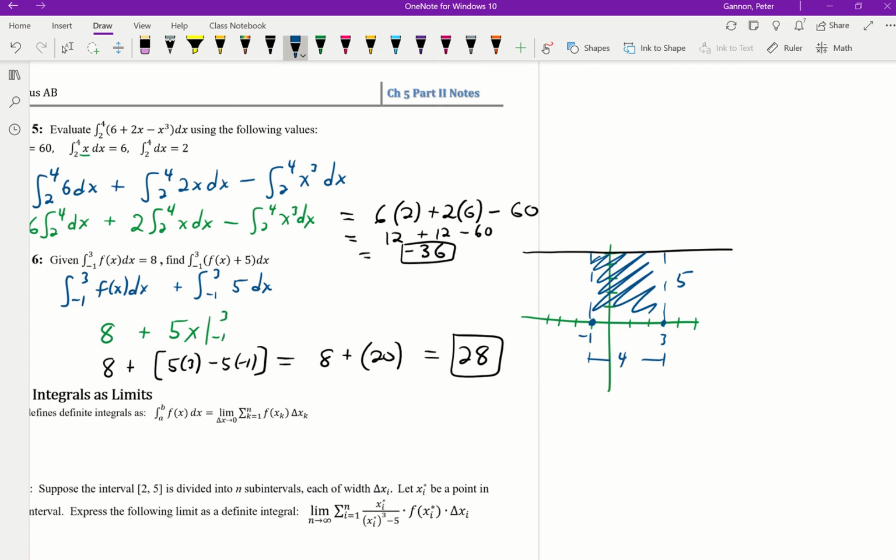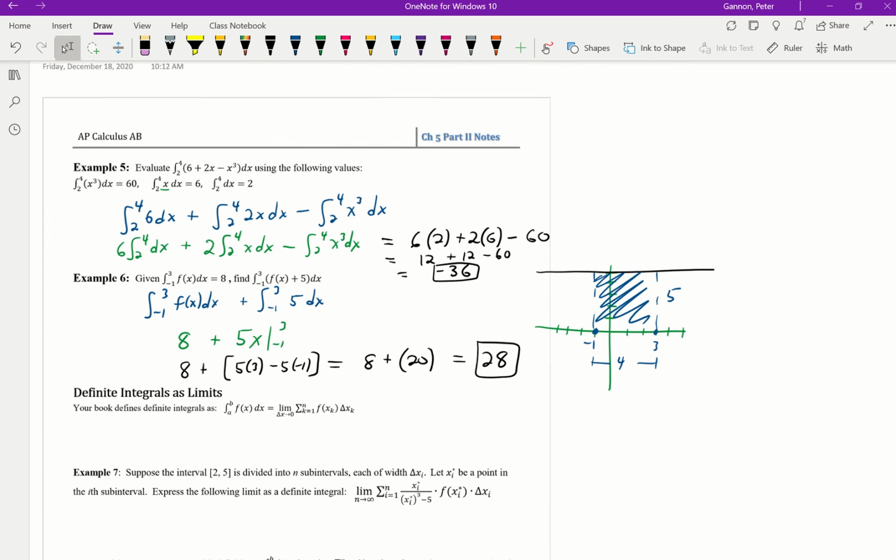So just something to think about conceptually as you look at these, and it might help you better understand why the integral from negative 1 to 3 of 5 is 20.